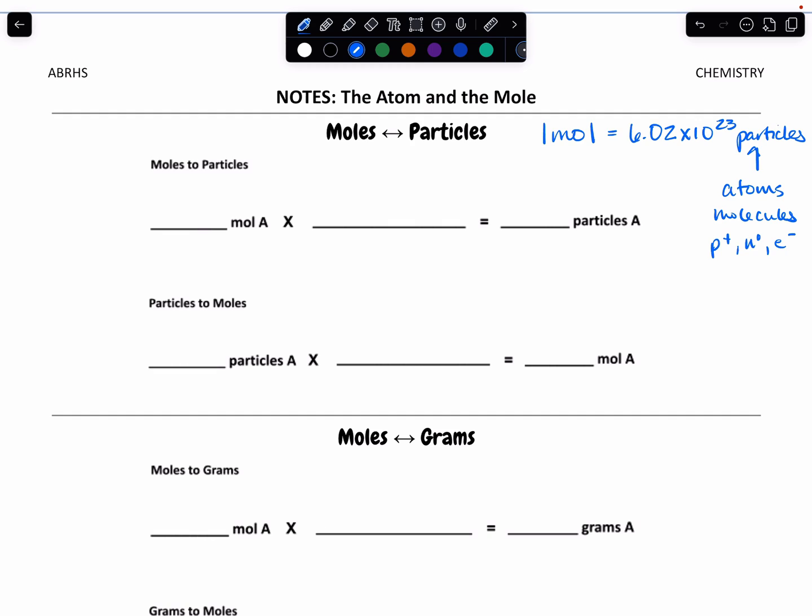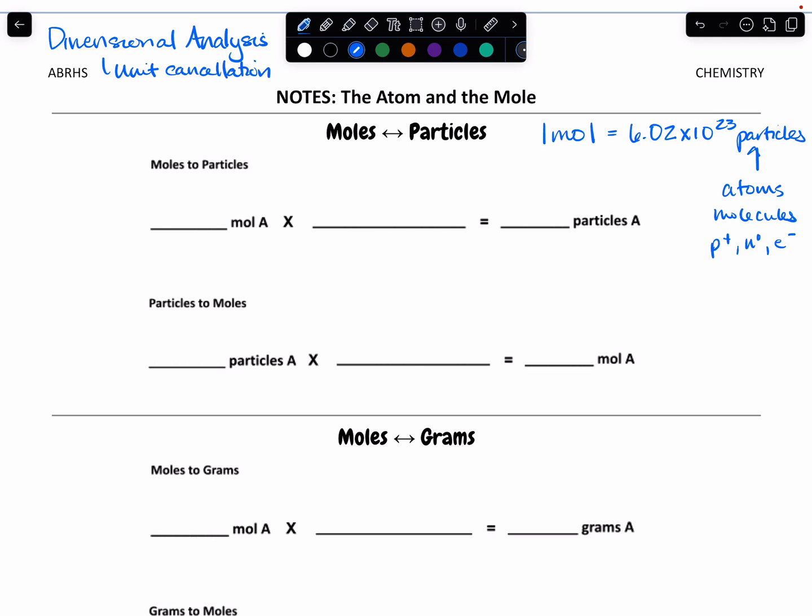So how do we use this in our problems? Well, we use a system called dimensional analysis, which is really a fancy way of saying unit cancellation. These problems are set up so that whatever unit you have to start with goes in the bottom of your conversion factor so that it can cancel. And then whatever you're looking for goes in the top of your conversion factor.